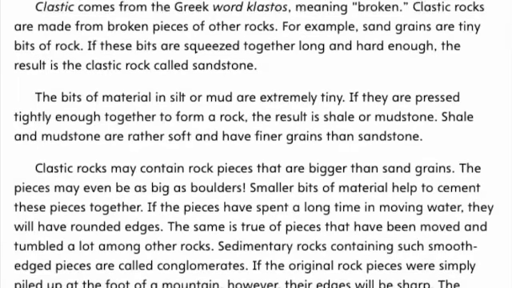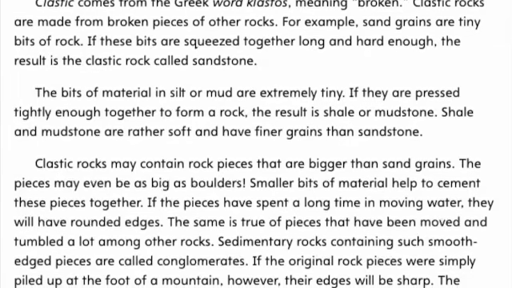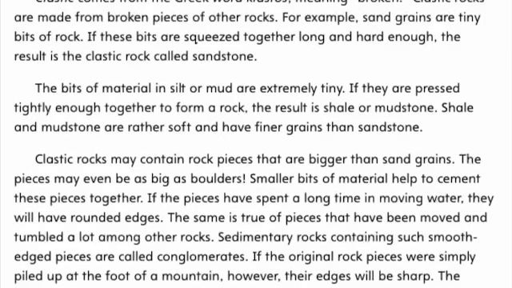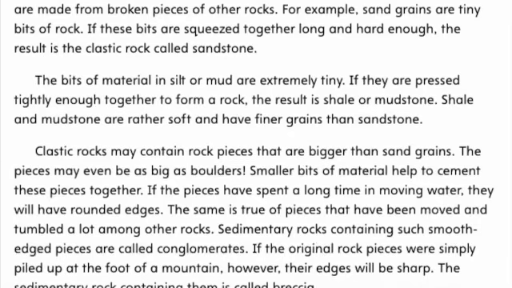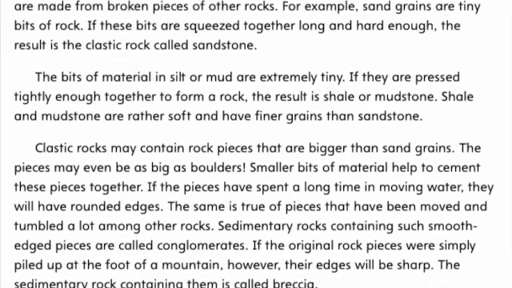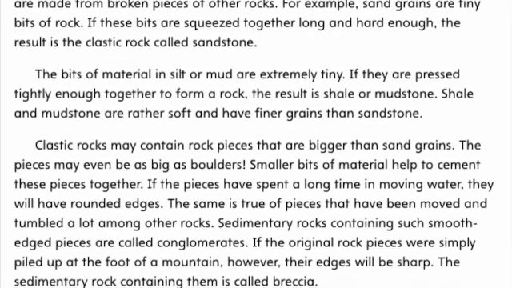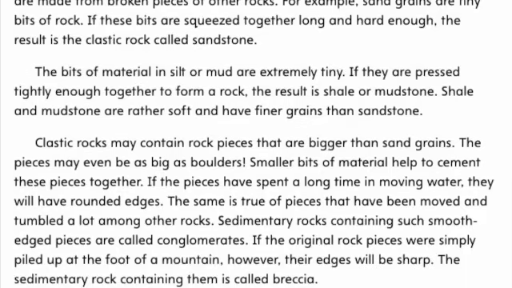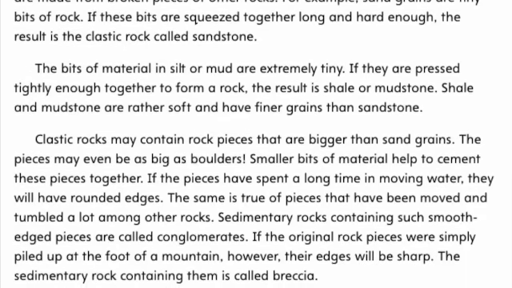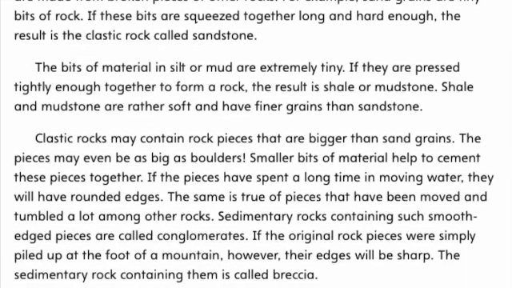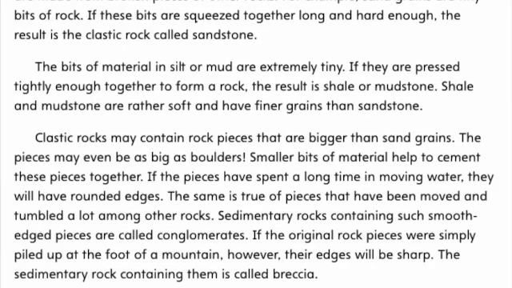If the pieces have spent a long time in moving water, they will have rounded edges. The same is true of pieces that have been moved and tumbled a lot among other rocks. Sedimentary rocks that contain such smooth-edged pieces are called conglomerates. If the original rock pieces were simply piled up at the foot of a mountain, however, their edges will be sharp. The sedimentary rock containing them is called breccia.